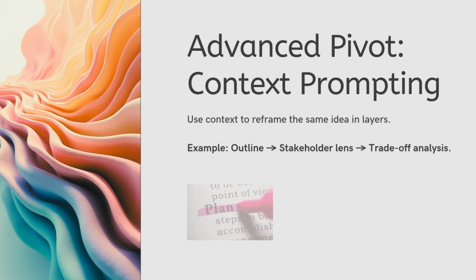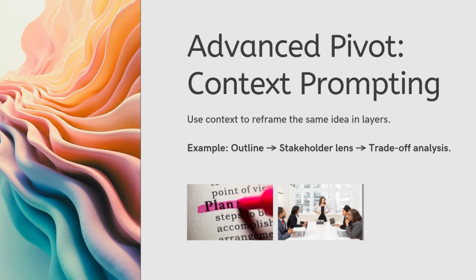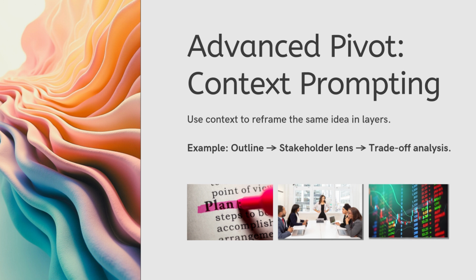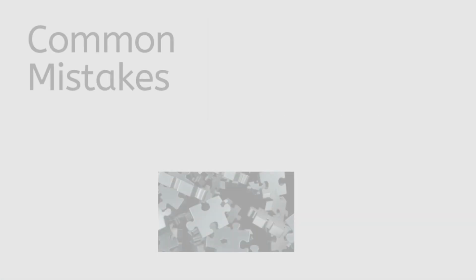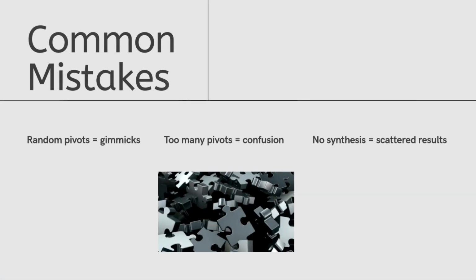Pivots get even stronger when combined with context prompting. Instead of asking the same question twice, reframe it in layers. First, outline the issue. Next, view it through a stakeholder's lens. Finally, pivot again into a trade-off analysis. Each layer deepens context.